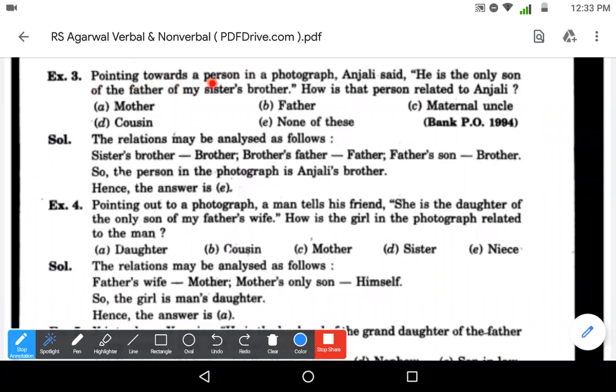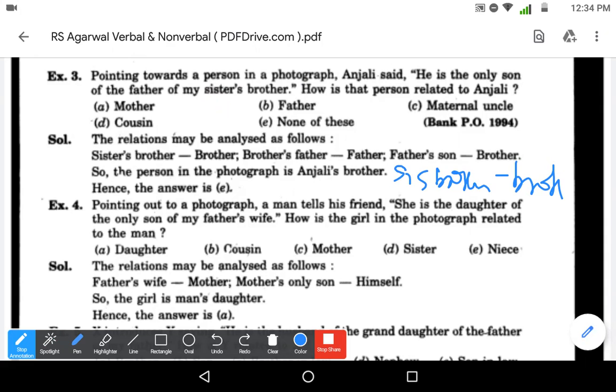Pointing towards a person in a photograph. Again, photograph is coming. Anjali said, he is the only son of the father of my sister's brother. How is that person related to Anjali? Again, read the question once again. Anjali said, he means the one who is in the photograph. He is the only son of the father of my sister's brother. So, sister's brother, that will be the first generation. So, what is sister's brother? Sister's brother is brother. Your sister, if you have a sister, for her, you're a brother. So, sister's brother is a brother.